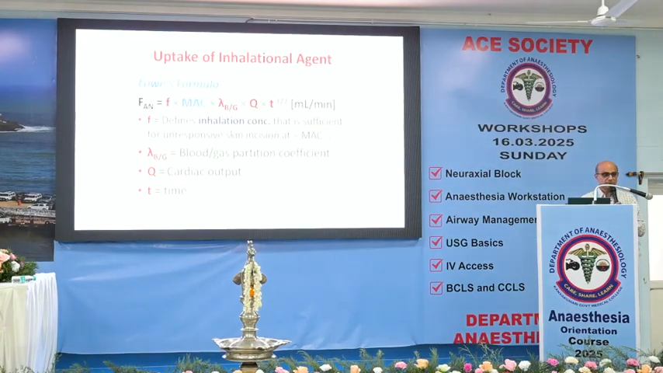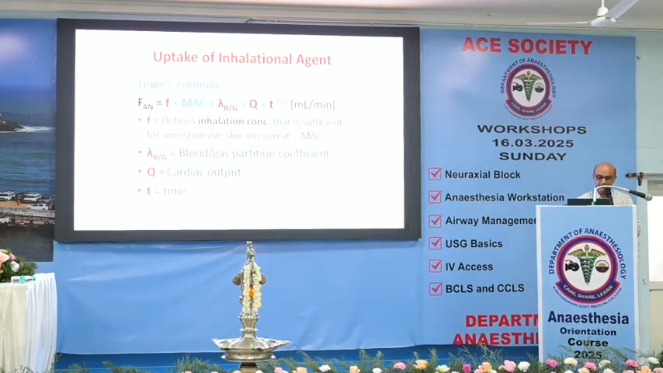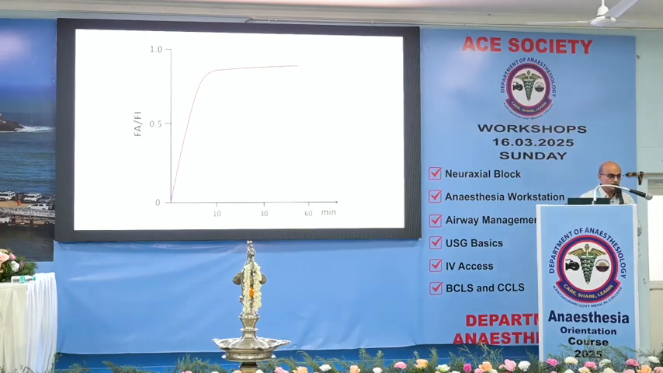Uptake from the alveoli into the blood is determined by Lowe's formula, in which F defines the inhalational concentration, lambda B/G defines the blood gas partition coefficient, Q is the cardiac output, and T is the time. So this is what is initially a graph which is given to all of us. This is called the FA-FI curve.